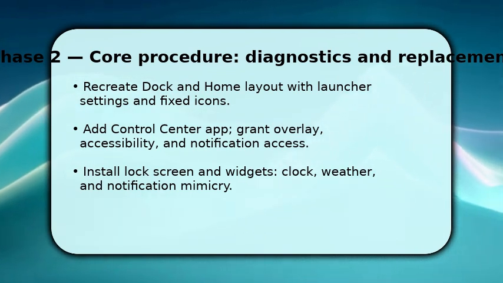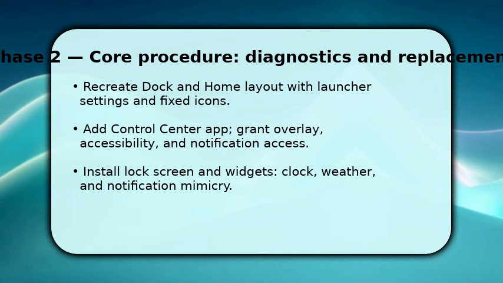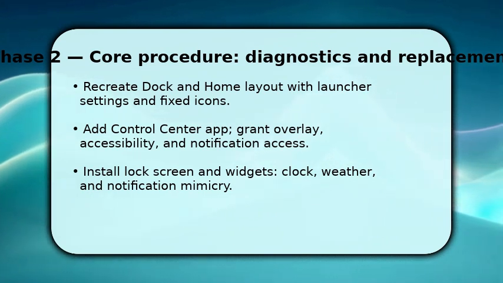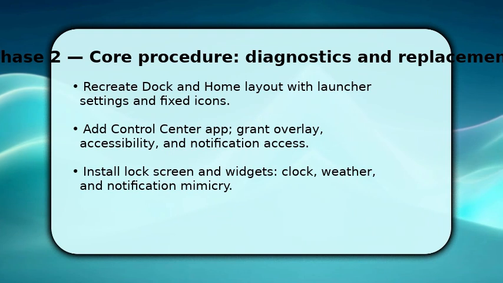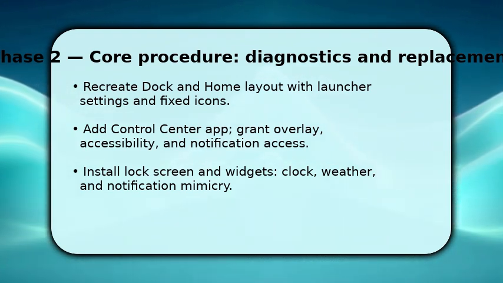Add a lock screen app that supports widget-like modules, then place iPhone-style clock and weather widgets on the home screen. Make sure notification badges are enabled in the launcher so you see counts like on iPhone.